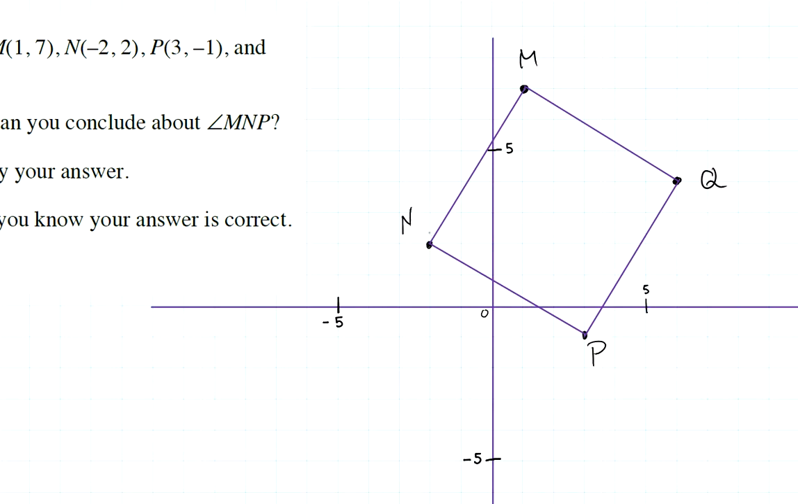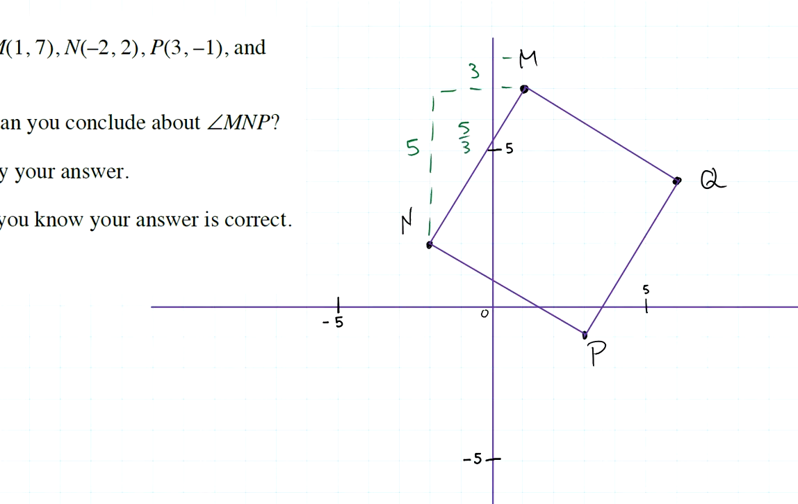If I'm at N, I'm going to have a rise of 1, 2, 3, 4, 5, 6, and a run of 1, 2, 3. Oh, I missed it. Actually, I'm not going to point M, I'm going to a point slightly above it. So I actually had a rise of 5 and a run of 3. With a rise of 5 and a run of 3, this line has a slope of 5/3.